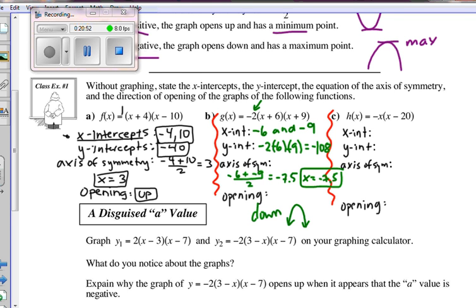0 and 20 would be your x-intercepts. Y-intercept would be 0, because 0 times the -1 times 20. So 10, because 0 plus 20, so x equals 10. And thank you, Jesse, opening down. Okay, good. You guys are good. You're doing really well.